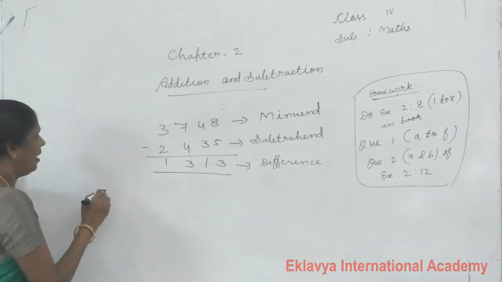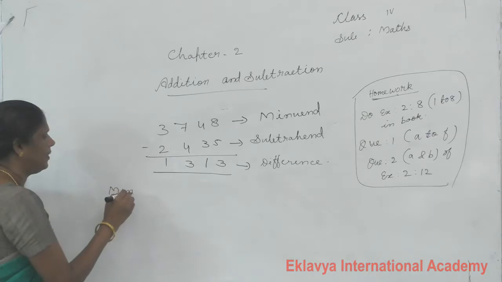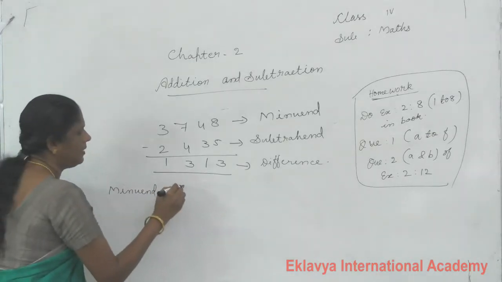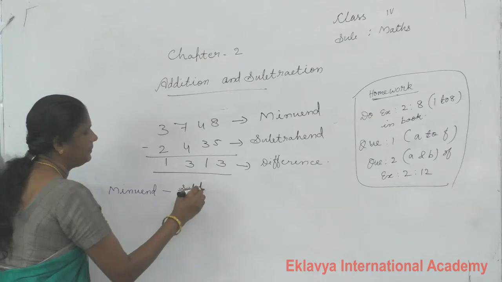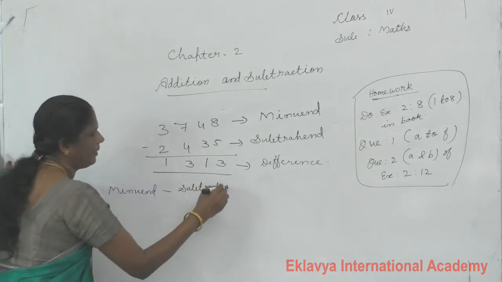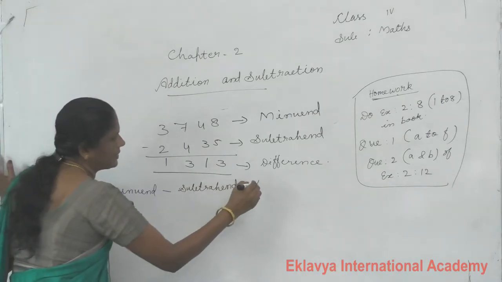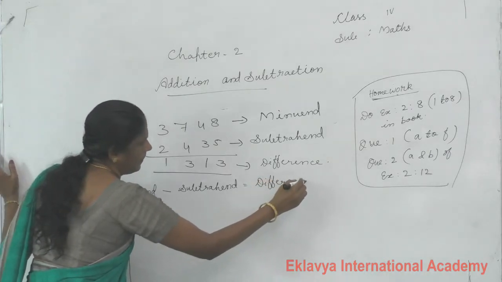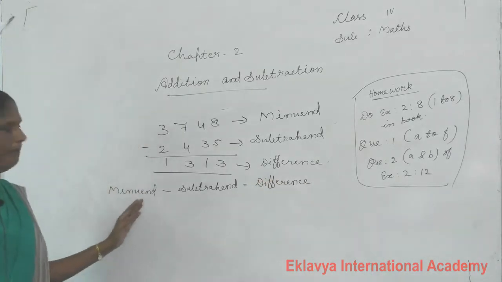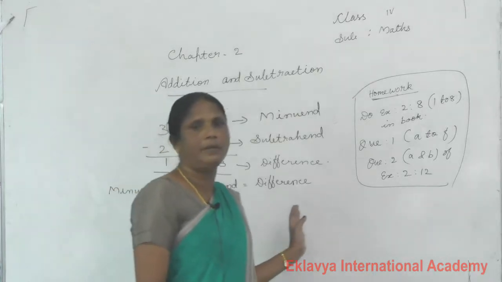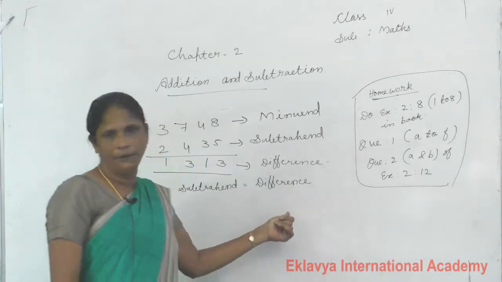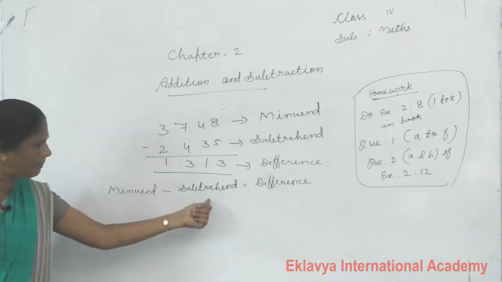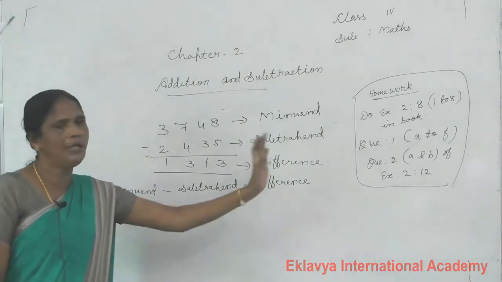Then minuend, learn this, minuend minus subtrahend is equal to difference. First formula, again say, minuend minus subtrahend is equal to difference. Again, minuend minus subtrahend is equal to difference.